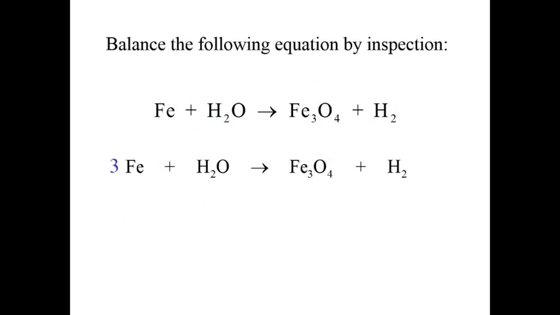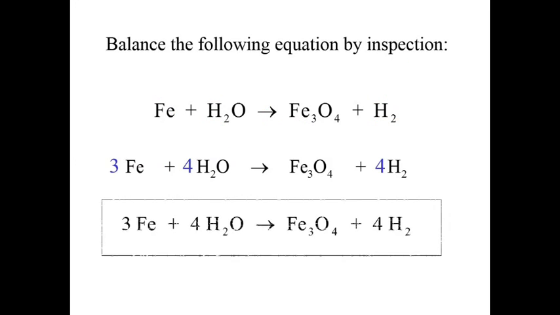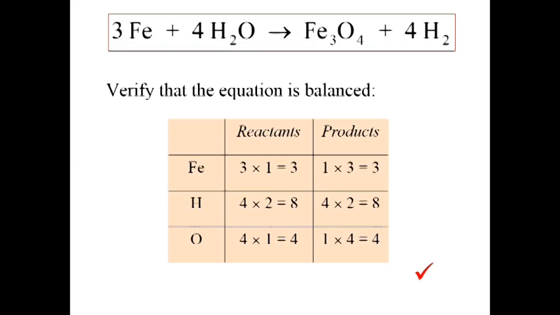So there we go. Coefficients of 3, 4, 1, and 4 across the board. It's kind of like a recipe. It means in order for this reaction to occur, you're going to have 3 Fe's and 4 H2O's going to form 1 Fe3O4 and 4 H2's. It is indeed balanced.